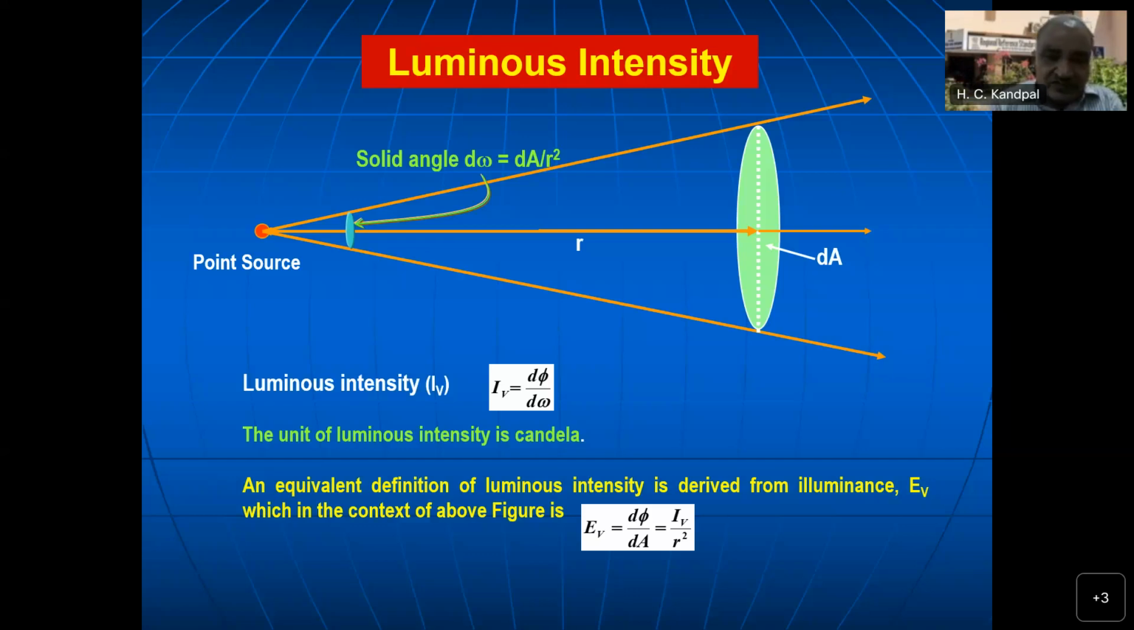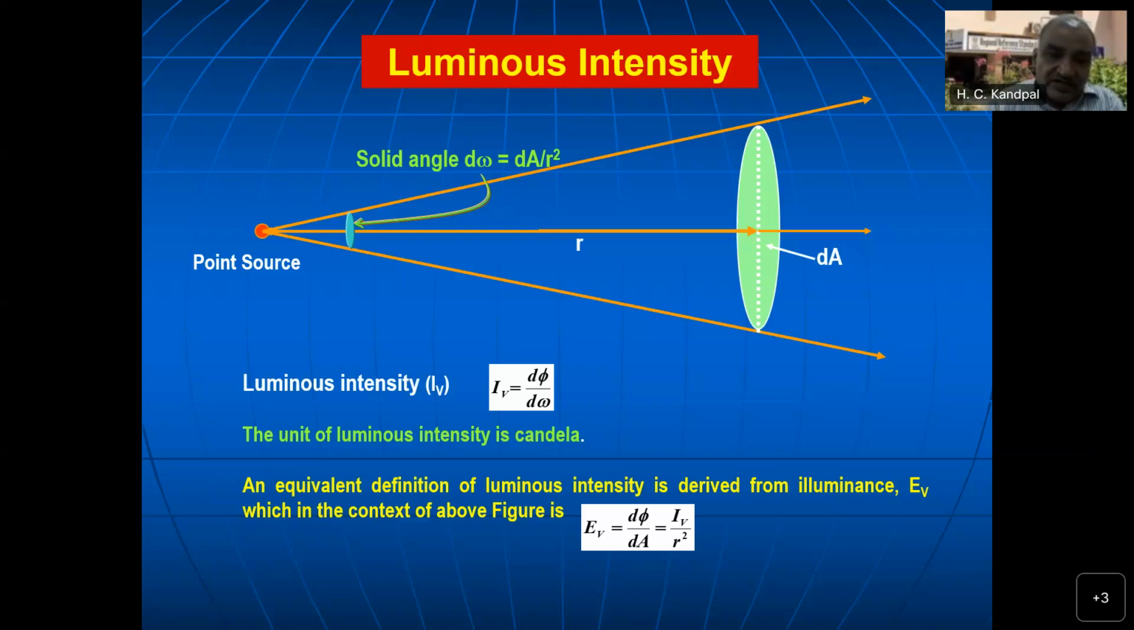And the luminous intensity IV is equal to d phi by d omega. How much luminous flux is passing in a certain direction within a solid angle d omega is called luminous intensity, and its unit is candela. But this is a typical unit which is very difficult to measure. In direct measurement, it can never be measured, because you have to define the solid angle and the direction. What is most important is to define the direction. So long as you are not doing that, you cannot talk about measuring luminous intensity.